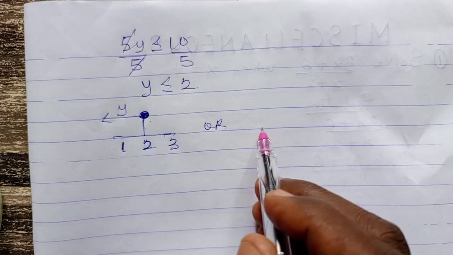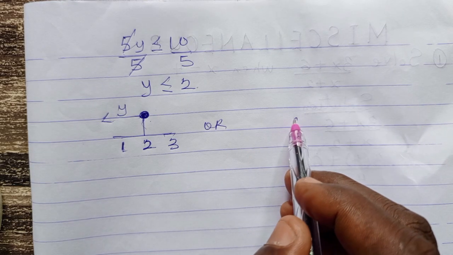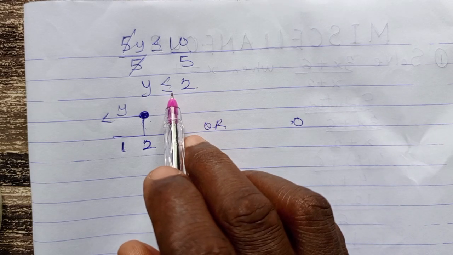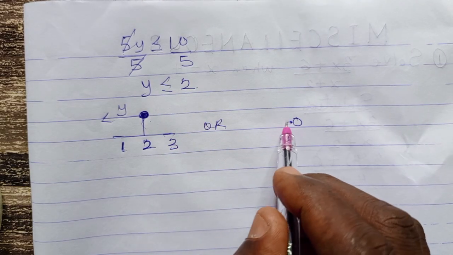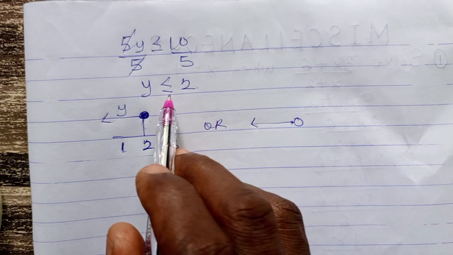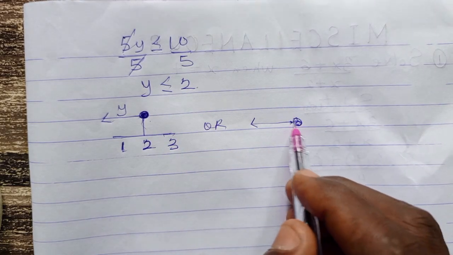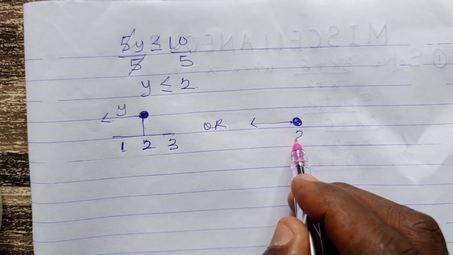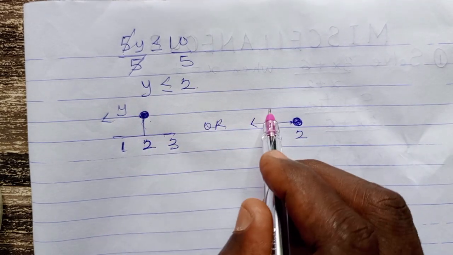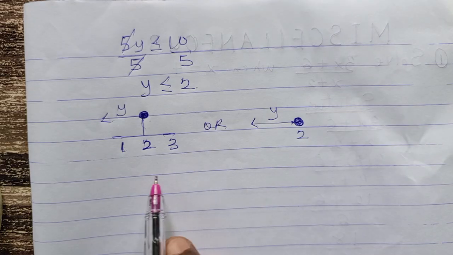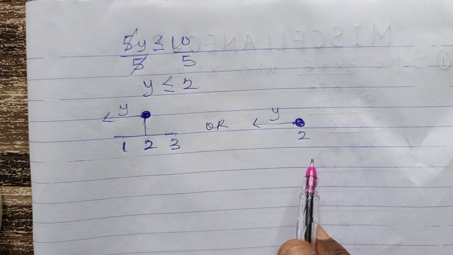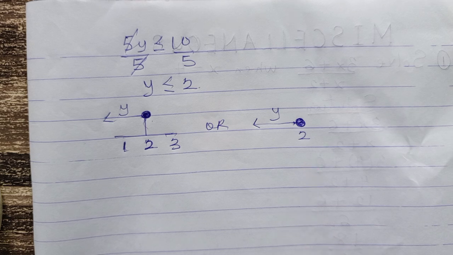Or you can draw the graph this way. Your circle moving to the what? Less than or equal to is to the left hand side. So equal to, then you shade the middle. And what's the answer here? 2. You put your 2 here. Okay, then you put your y on top of the graph. So these are the 2 ways to draw the graph of the solution. Let's move to question 4 quickly.